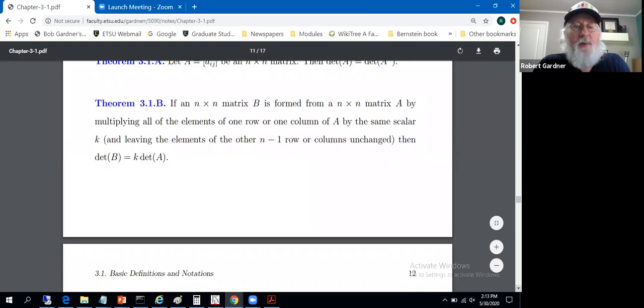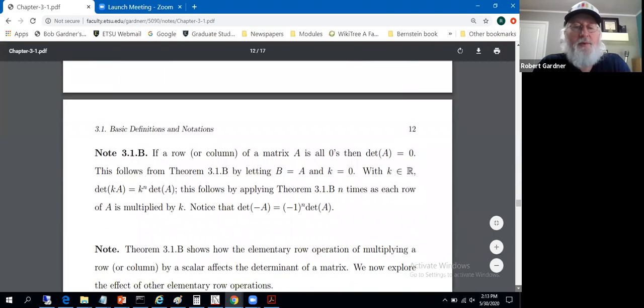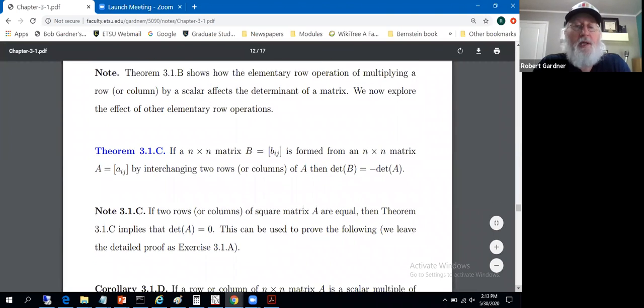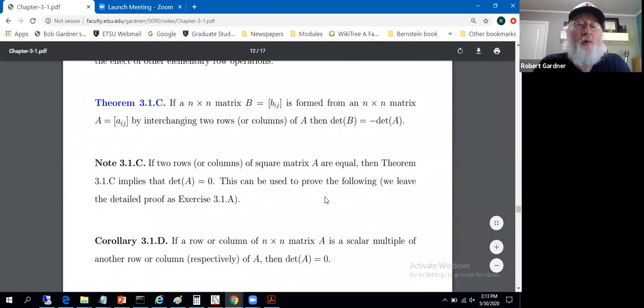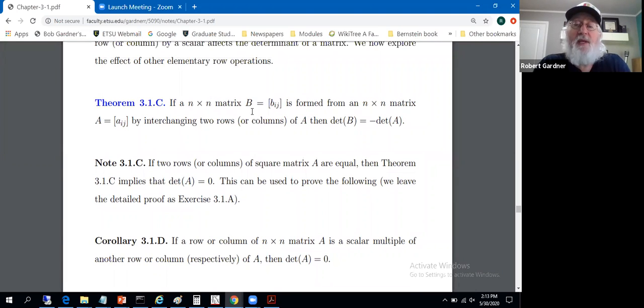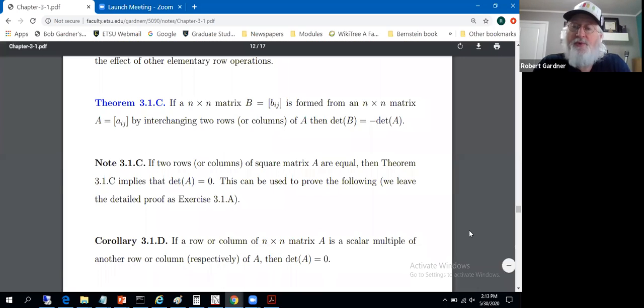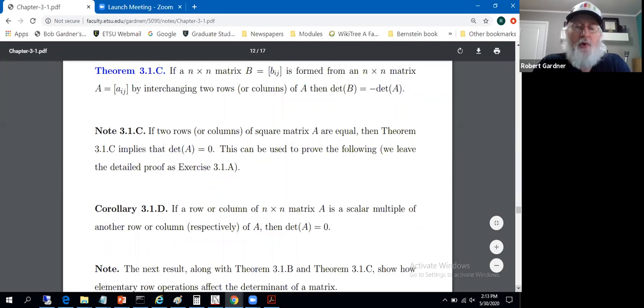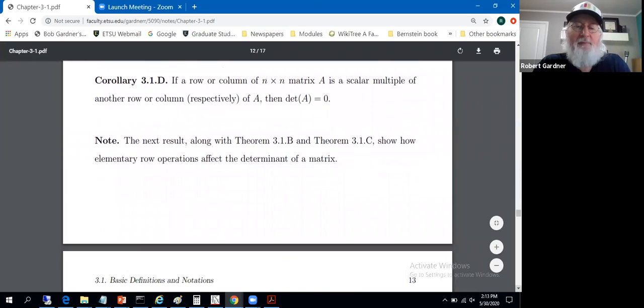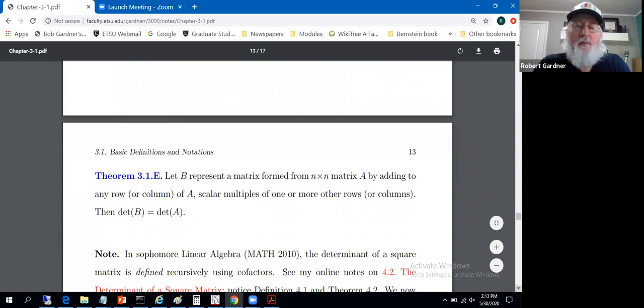So there's multiplying rows by constants. What else do you have? You can interchange two rows. Theorem 3.1.c says, I know I skipped over some stuff, if an n by n matrix B is formed from an n by n matrix A by interchanging two rows or two columns, then the determinant changes by a negative sign. So row interchange changes determinants by a negative sign. Second elementary row operation. Third elementary row operation was adding a multiple of one row to another row.